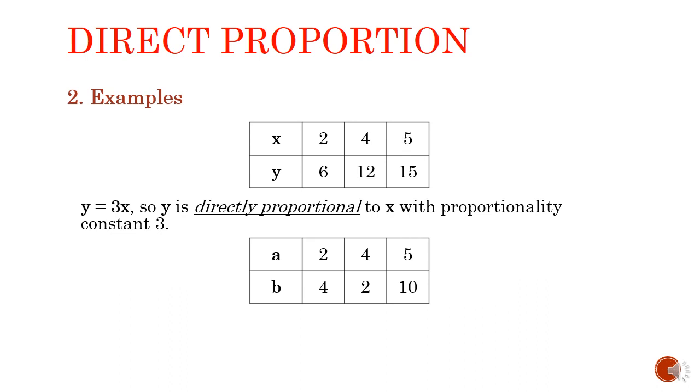But in the second table, the first value of b is double the first value of a, while the second value of b, 2, is just half the second value of a, that is 4. As a result, b is not directly proportional to a.